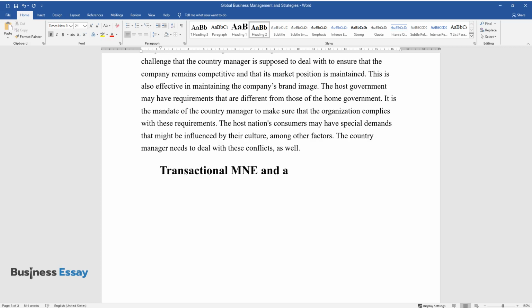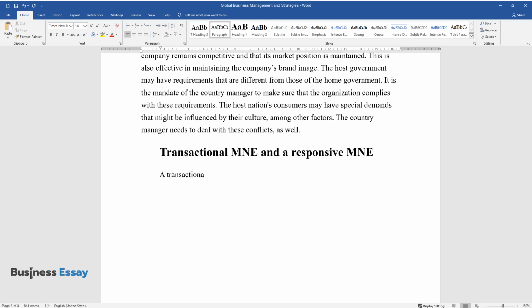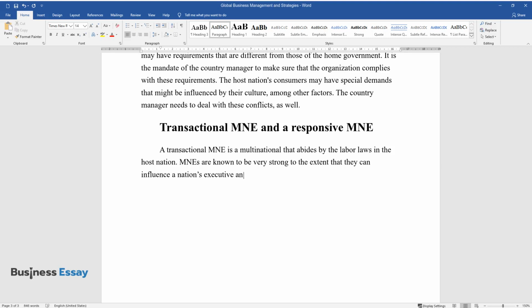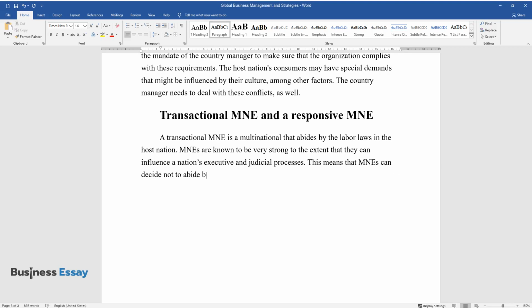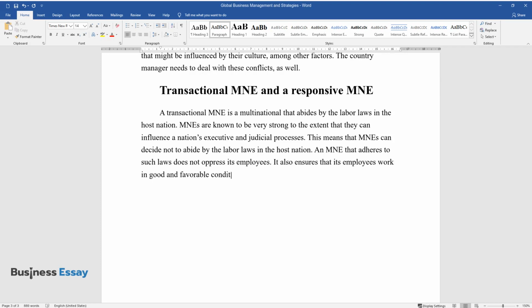Transactional MNE and a responsive MNE. A transactional MNE is a multinational that abides by the labor laws in the host nation. MNEs are known to be very strong to the extent that they can influence a nation's executive and judicial processes. This means that MNEs can decide not to abide by the labor laws in the host nation. An MNE that adheres to such laws does not oppress its employees. It also ensures that its employees work in good and favorable conditions.